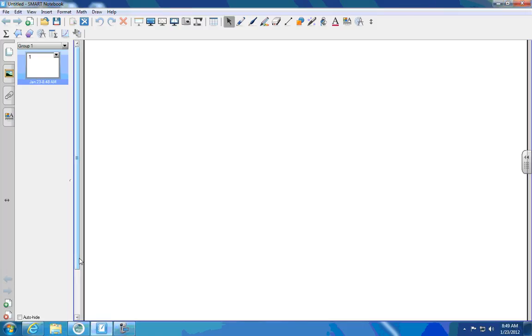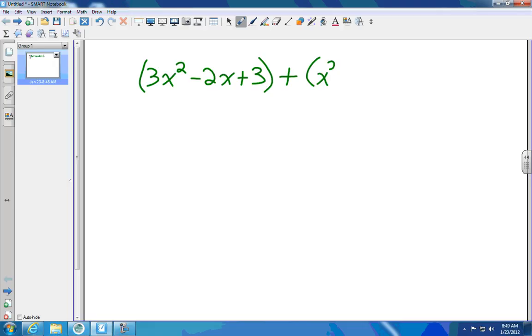With 6-2, you are adding, subtracting like terms, and you are multiplying using those same rules that we used in 6-1. First examples are adding and subtracting 3x squared minus 2x plus 3. And you are adding that to x squared plus 4x minus 2. So you're adding those two polynomials together.